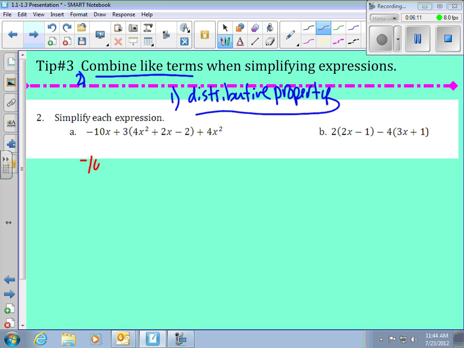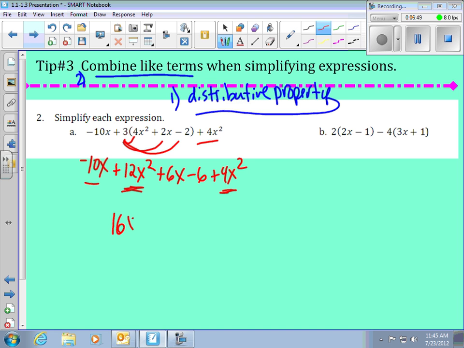Get rid of the parentheses first by using the distributive property, and then combine like terms. So just carrying down the negative 10x, because we're not doing anything with that yet. 3 times 4 is 12, so that's plus 12x squared. 3 times the 2x is 6x, so it's plus 6x. And then 3 times negative 2 is negative 6. Bringing down this plus 4x squared, we didn't do anything with that. We have x squared terms and x terms. We can't add those two together. But I can add the 12x squared to the 4x squared because they're both to the same power. 12 plus 4 is 16, so that's 16x squared.